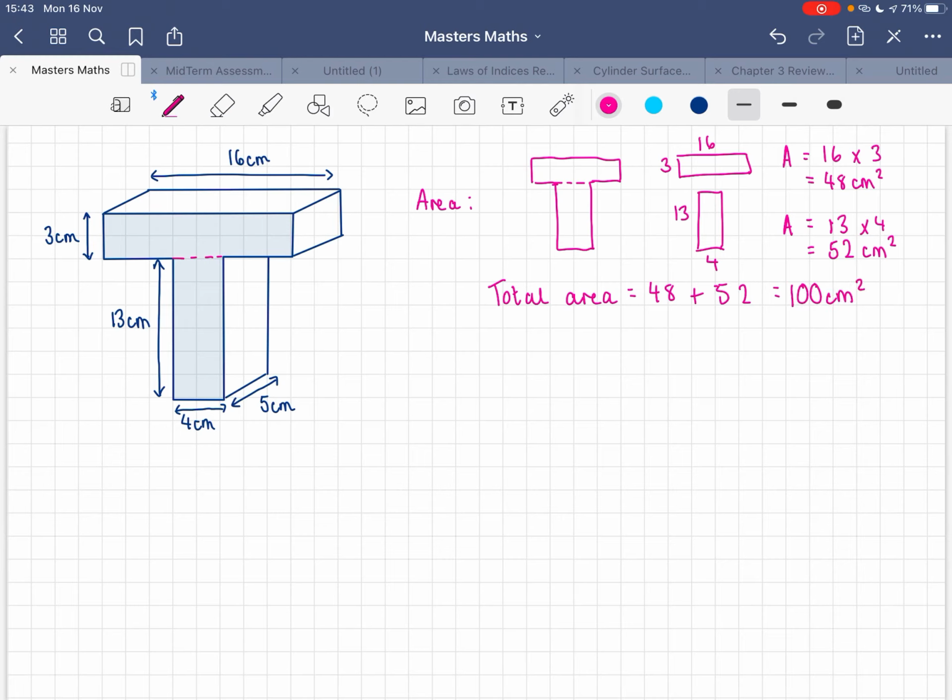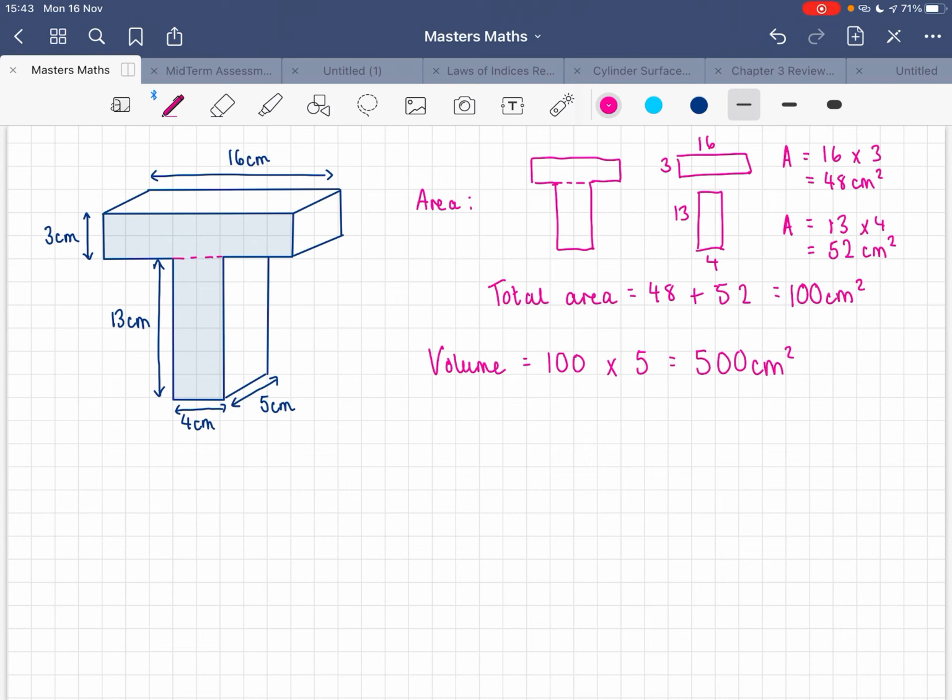100. That's nice and easy to work with. So the area of the T shape is 100 centimetres squared. Now we need to work out the volume. So to do the volume, we multiply the cross-sectional area, which is 100, by the length, which is 5. So the total volume is 500 centimetres squared.